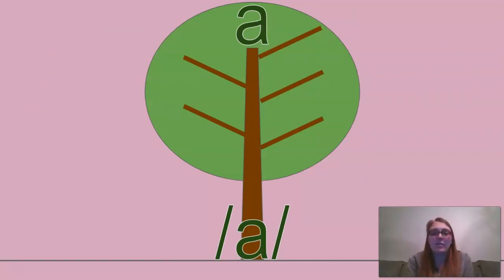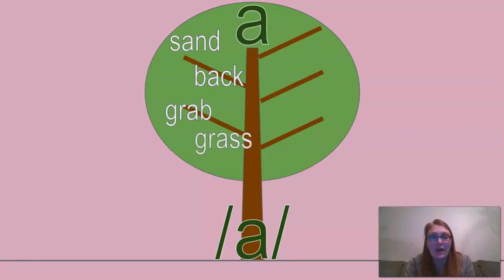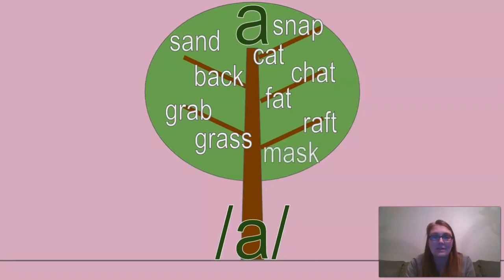Okay, we're going to assemble some letter sound trees. So this tree is the short A tree. Each branch will have different words that have the short A sound in them, such as sand, back, grab, grass, snap, cat, chat, fat, raft, and mask. And once again, all of those words have the short A sound.